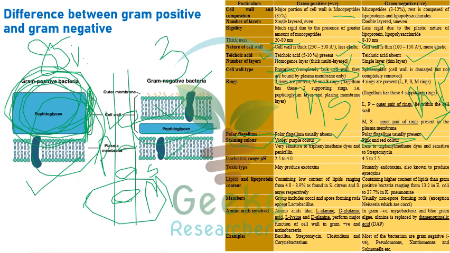The next one is toxins. Gram positive bacteria produce exotoxins, whereas gram negative primarily produce endotoxin and are also known to produce exotoxins. Then lipids and lipoproteins: in gram positive it ranges from 4.8 to 8.9%, whereas in gram negative bacteria, 13.2% can be seen in Escherichia coli and 27.7% in pneumonia.